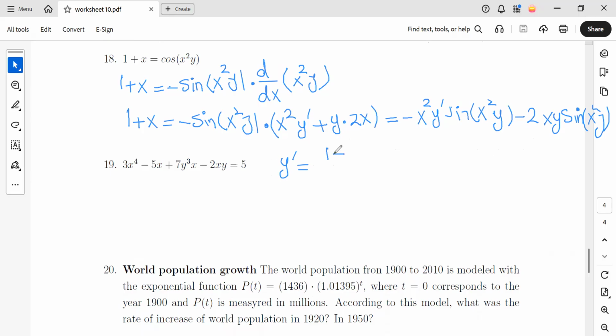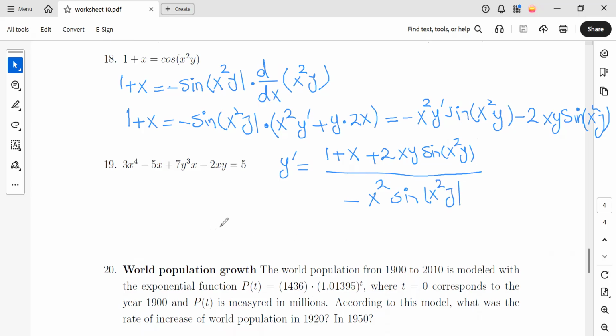and we would find y prime. It will be 1 plus x plus 2xy sine of x squared y over negative x squared sine of x squared y. Next one, number 19, is another function which is written here.